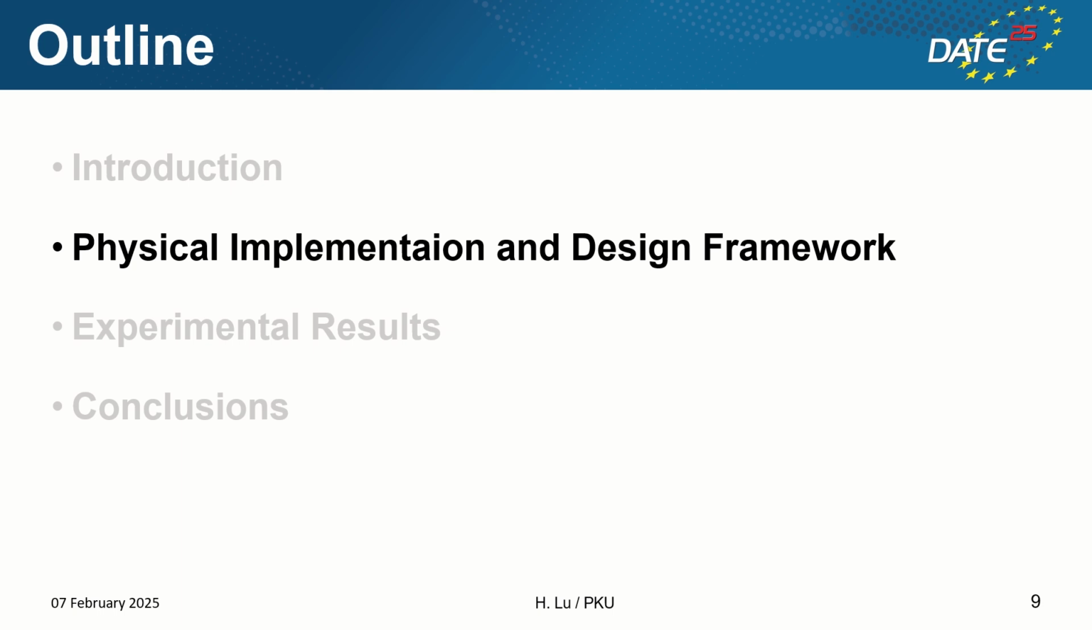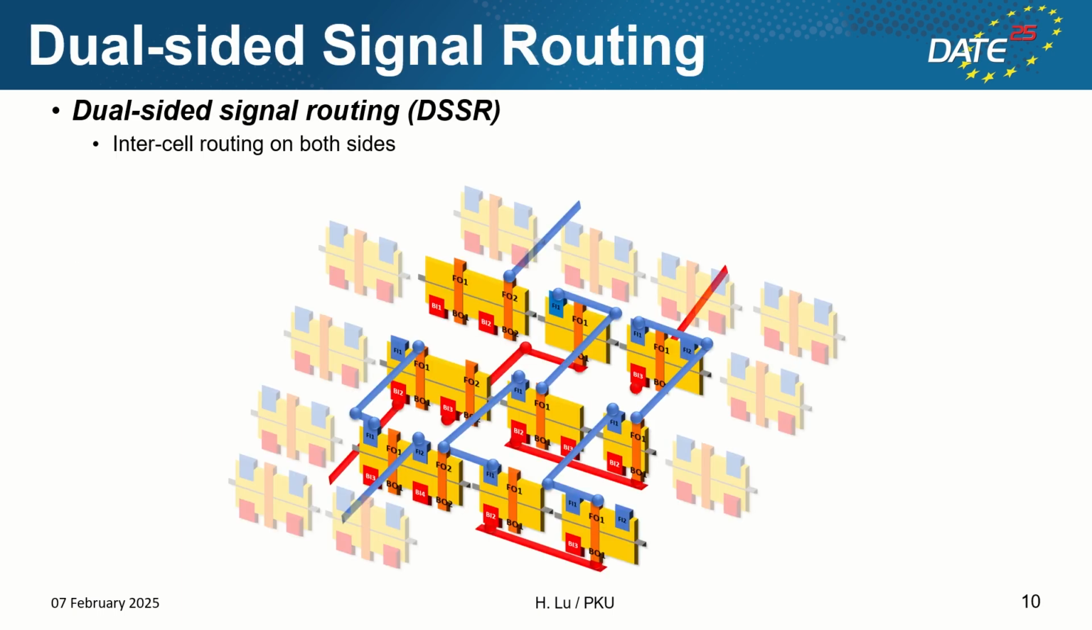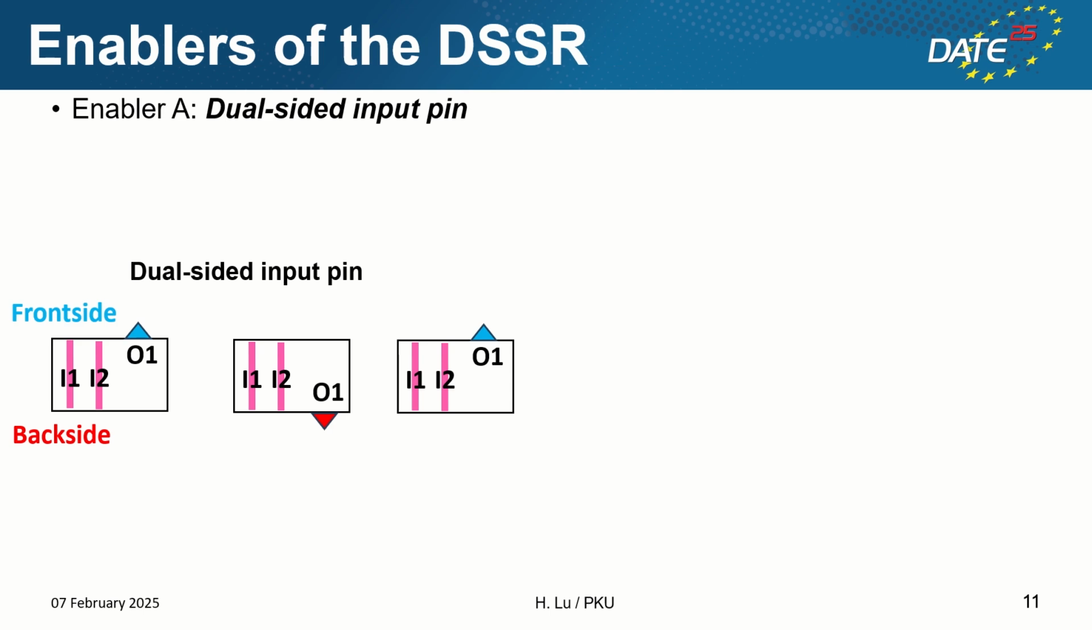In this part, I will show you how to realize the physical implementation of the FFET, including the dual-sided signal routing and power plan, and its backend design framework. Dual-sided pins push the need of inter-cell routing on both sides. We call this dual-sided signal routing. There are two dual-sided signal routing enablers.